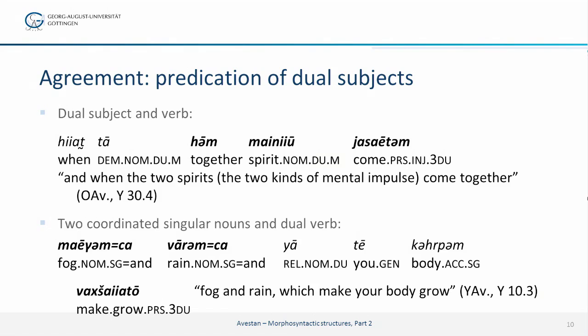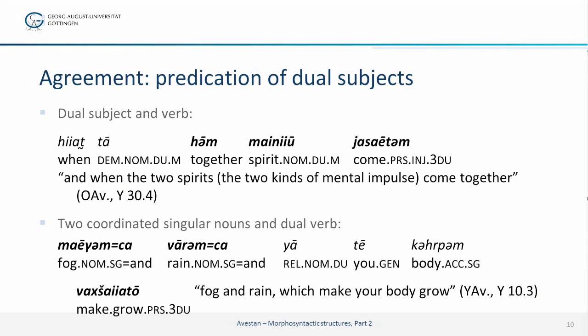Let's look at the example here. Hiiat tā mainiiū jasaitəm, and when the two spirits, mainiiū, or the two kinds of mental impulse, depending on how you want to translate this noun, when they come together, a third person dual form of the verb.